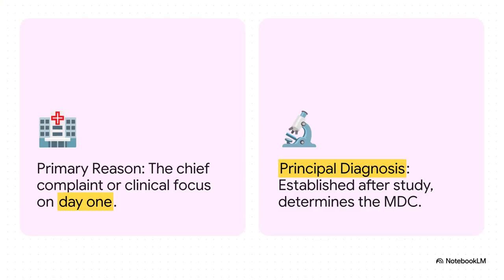Now, this brilliantly illustrates a really common point of confusion. You have the primary reason for admission, which is basically the chief complaint on day one. Let's say a patient comes into the ER complaining of exquisite right lower quadrant abdominal pain, maybe some nausea and vomiting. That's the symptom. But then you have the principal diagnosis. This is the final confirmed diagnosis after all the imaging and lab work is done. So in our example, that would be acute retrocecal appendicitis. That level of precision in anatomical localization is exactly what drives accurate MDC assignment.